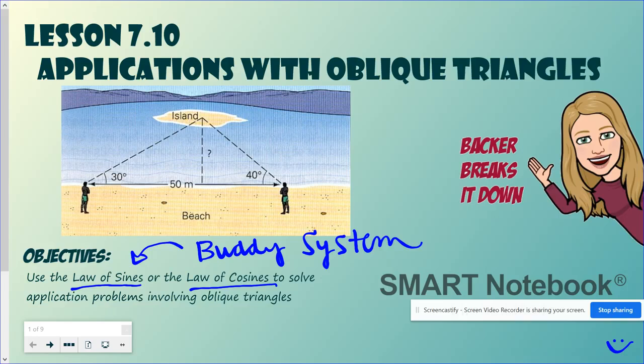The problem you see here basically wants to know how far the island is from the beach. And by the end of this lesson, you'll be able to answer such a question. Okay, so let's check out some applications with oblique triangles.